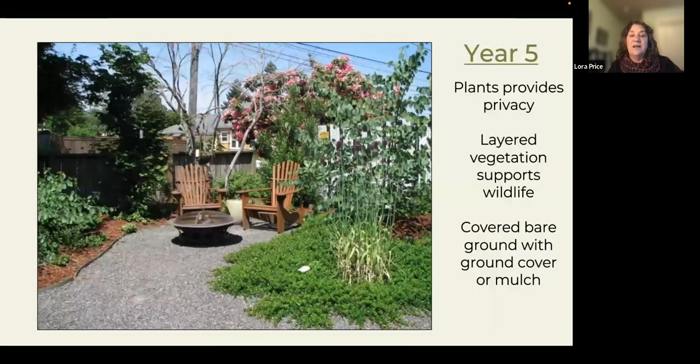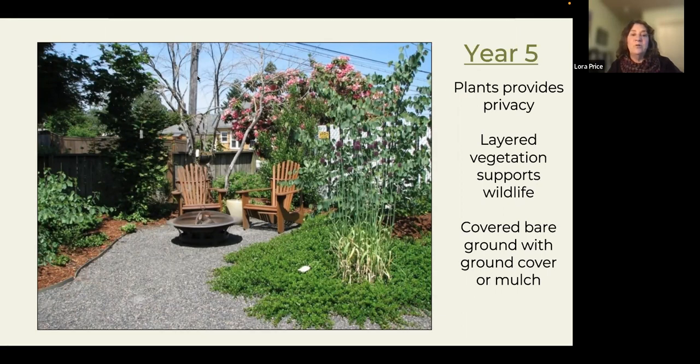And here it is some years later. And you can see that was kinnikinnick that they planted there. I talked about that as a nice ground cover. It really fills in and gives you, if you like that massing effect of a green ground cover, you can get that with kinnikinnick. Very drought tolerant, and it has flowers and berries. It's one of my favorites.